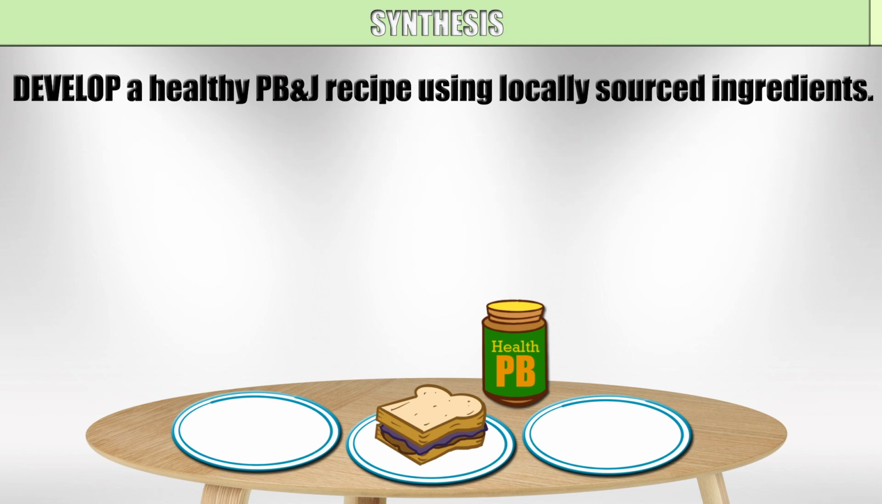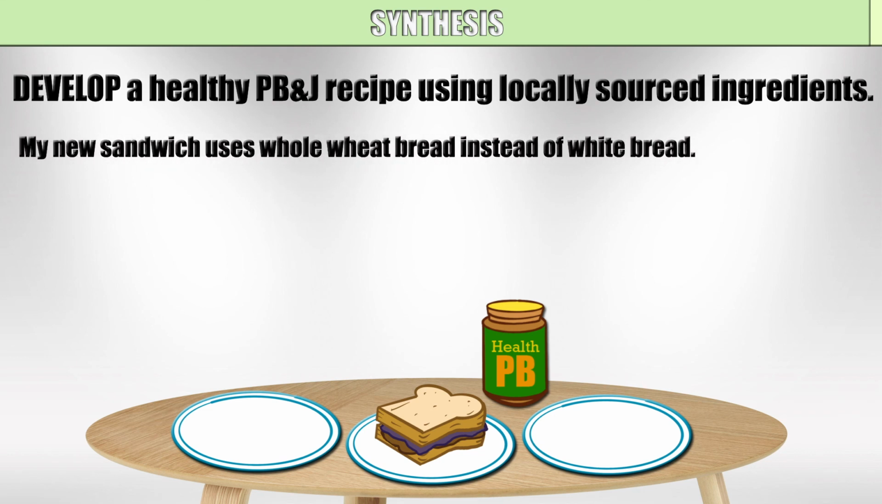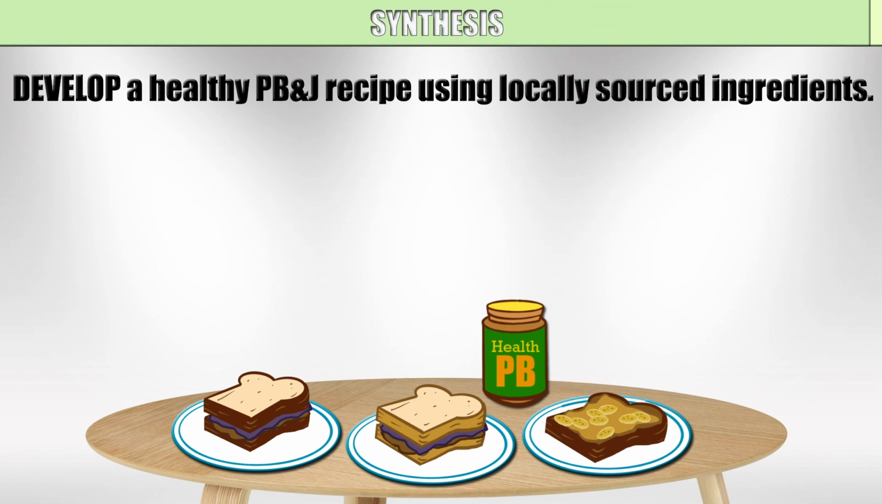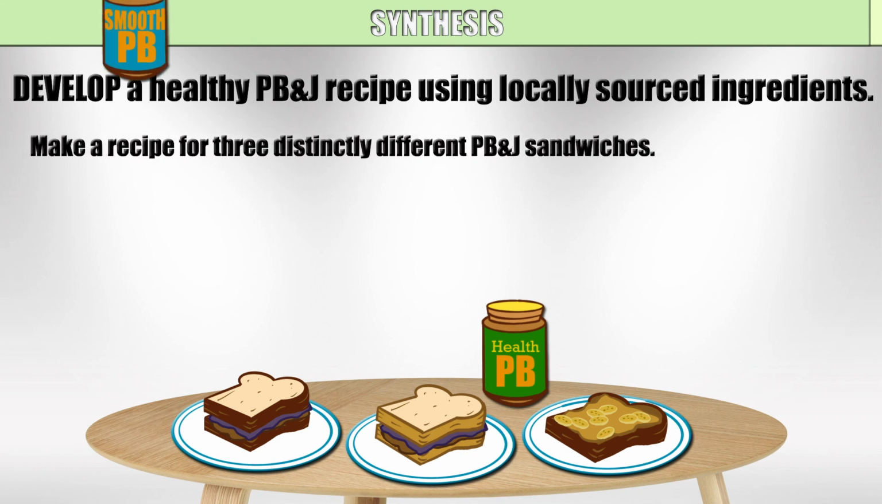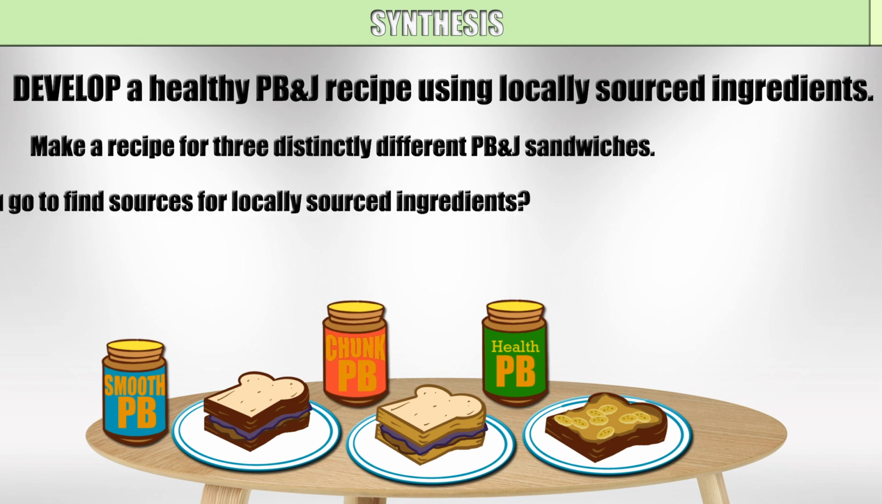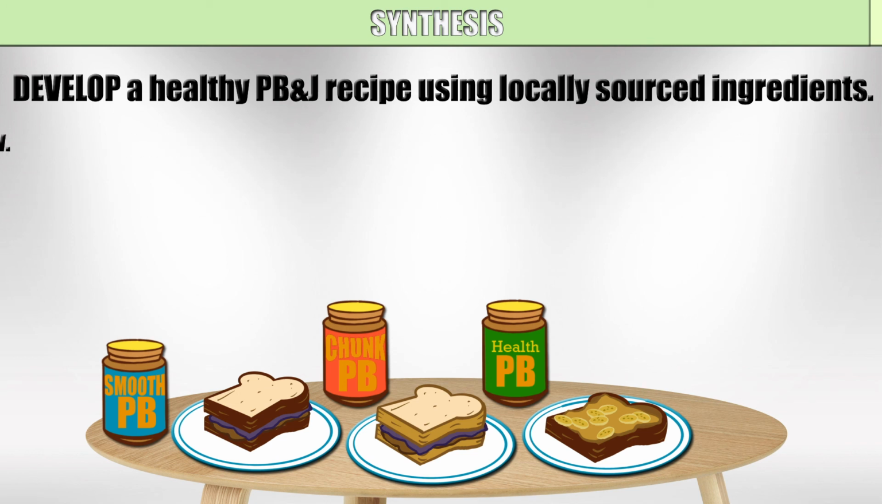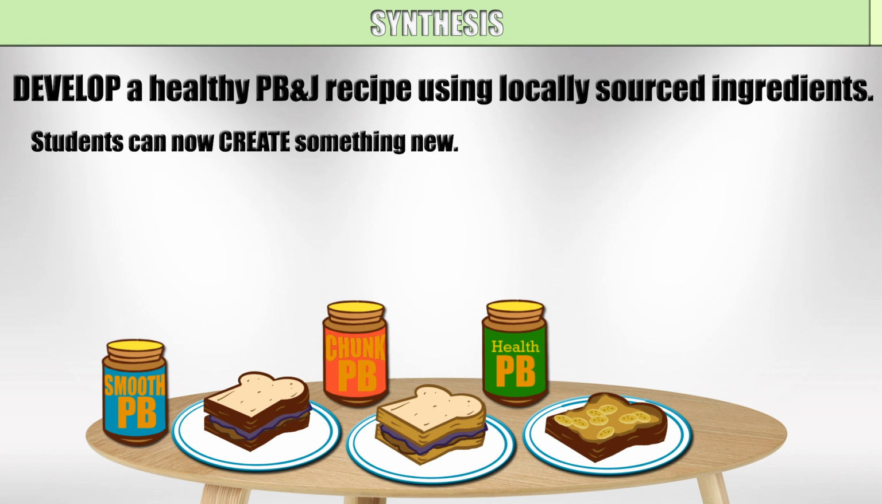The facilitator could anticipate the following answers. My new sandwich uses whole wheat bread instead of white bread. I cut my sandwich into quarters so it can be eaten more slowly. I added bananas. The facilitator could ask these follow-up questions. Make a recipe for 3 distinctly different PB&J sandwiches. Where would you go to find sources for locally sourced ingredients? Students can now create something new, having understood, applied, and analyzed the original subject.